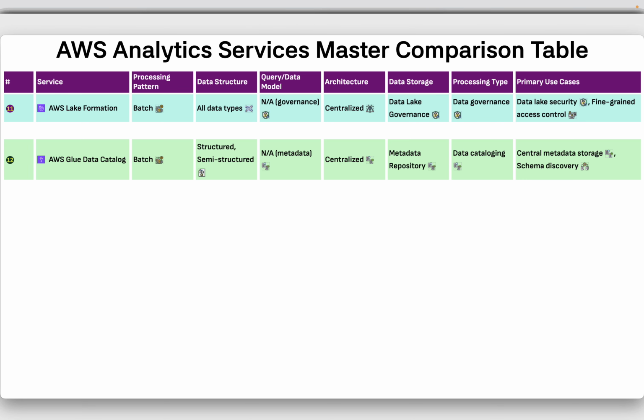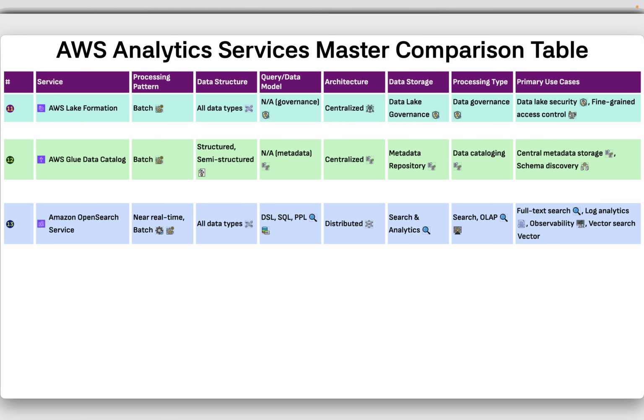AWS Glue Data Catalog. Processing pattern is batch. Data structured as well as semi-structured. Query and data model, not applicable because it's a metadata service. Architecture, it's a centralized service. Data storage, metadata repository. Processing type, data cataloging. Primary use cases, central metadata storage, schema discovery.